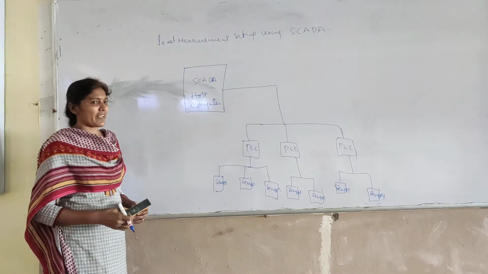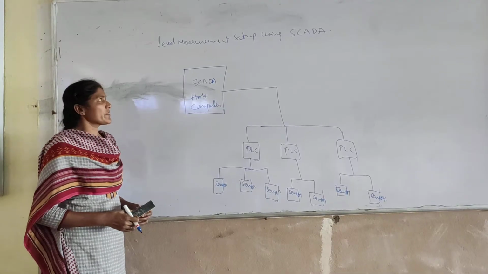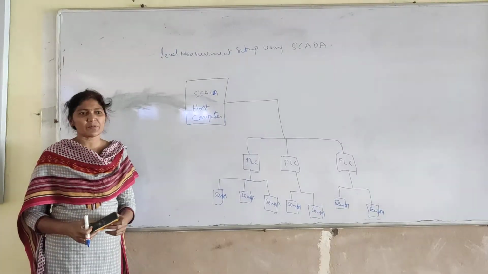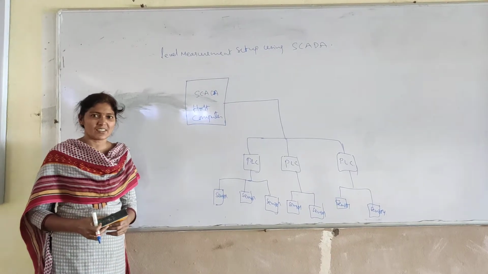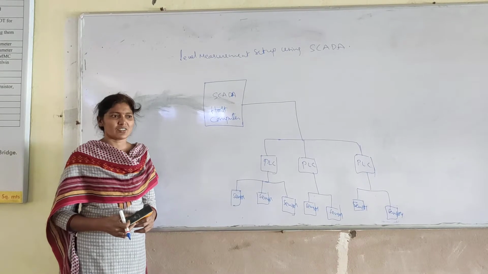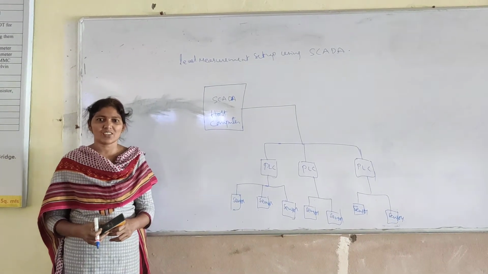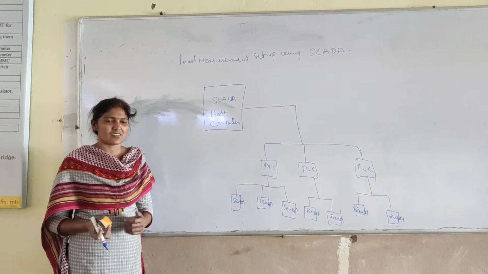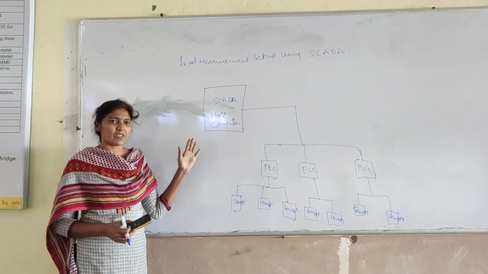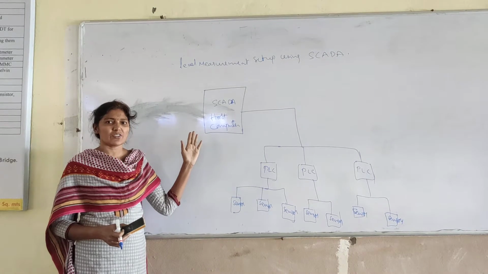Today I am going to explain the experiment of level measurement setup using SCADA. Already we have done the level measurement experiments in previous laboratories, that is, level measurement using different types of sensors. We have different types of level sensors. We can use capacitor sensors like this. But here our lab experiment is completely based on automation. For this automation purpose, we are using the SCADA tool.